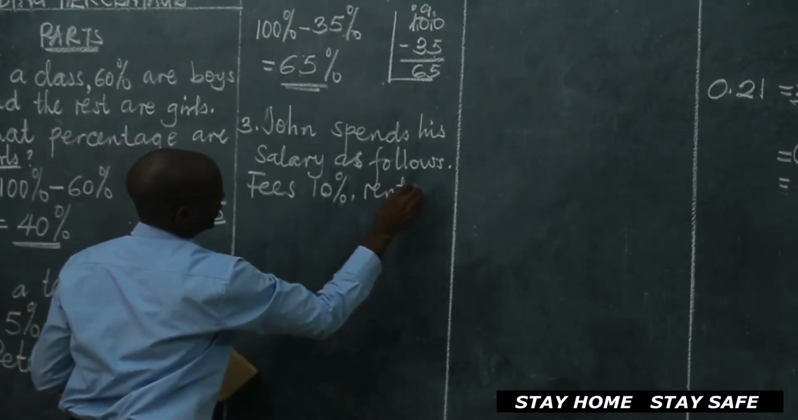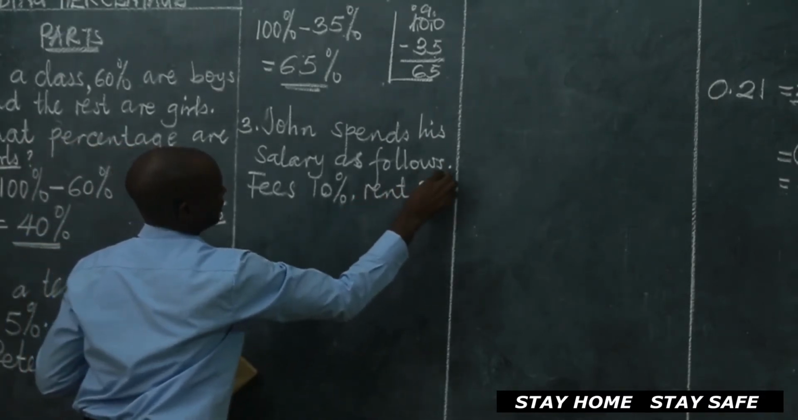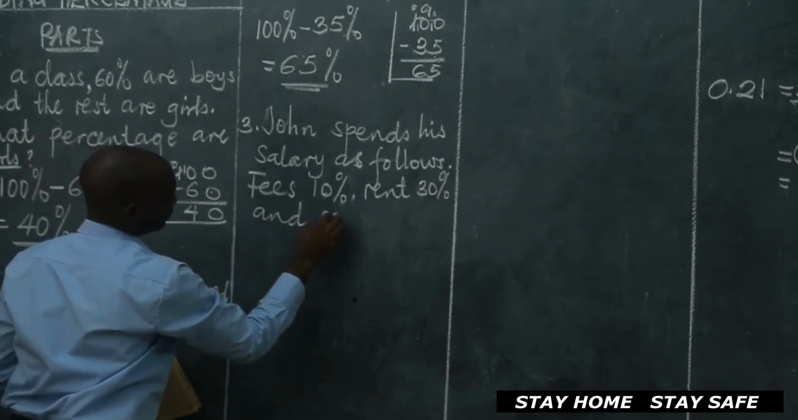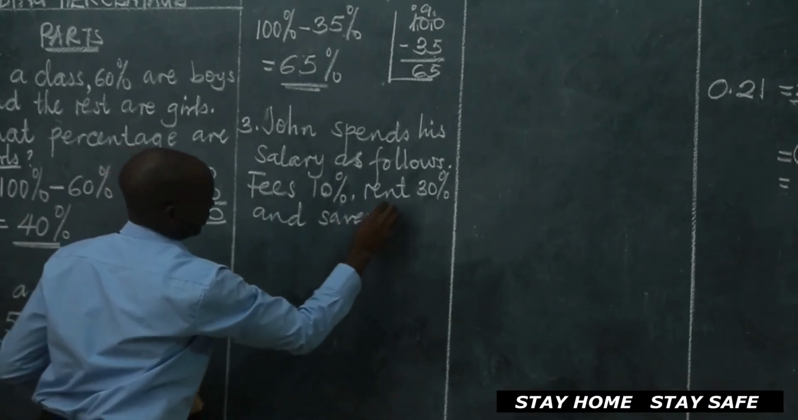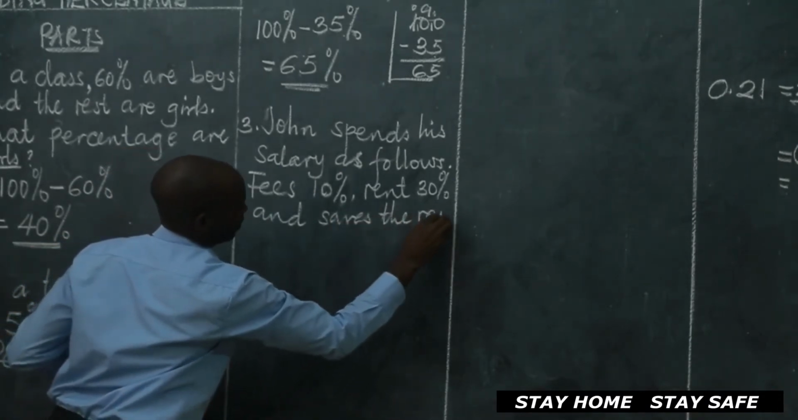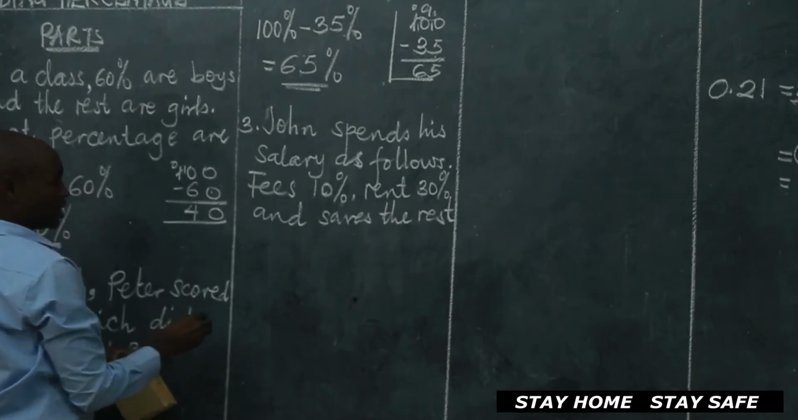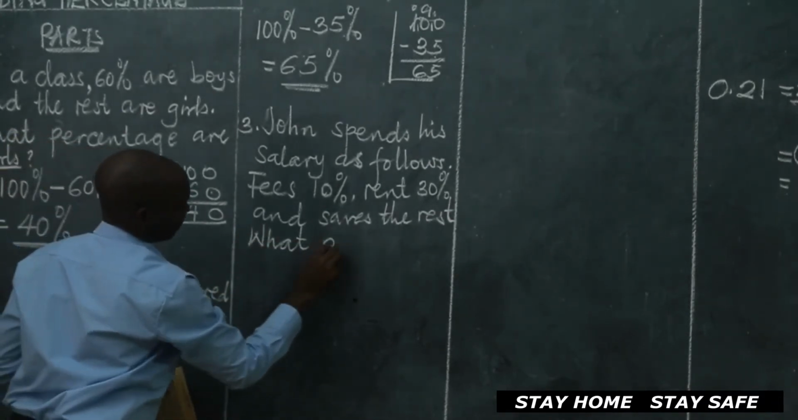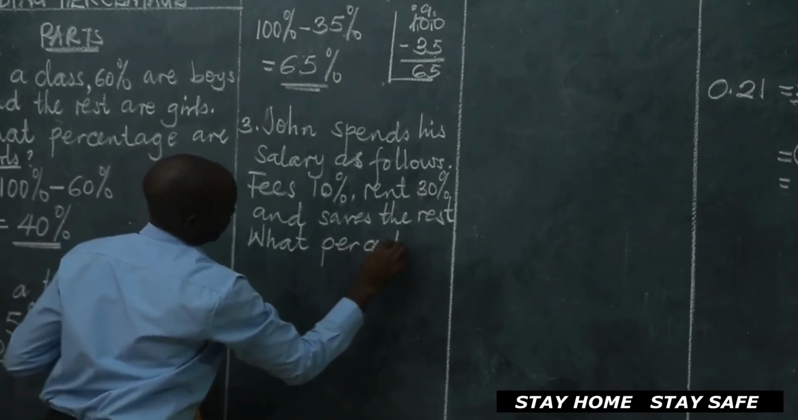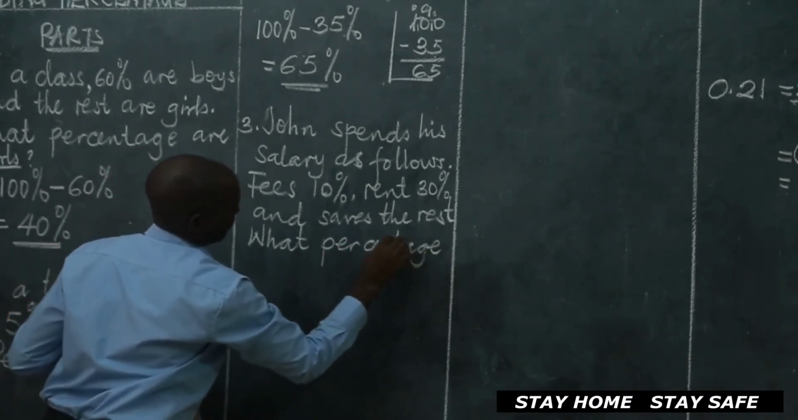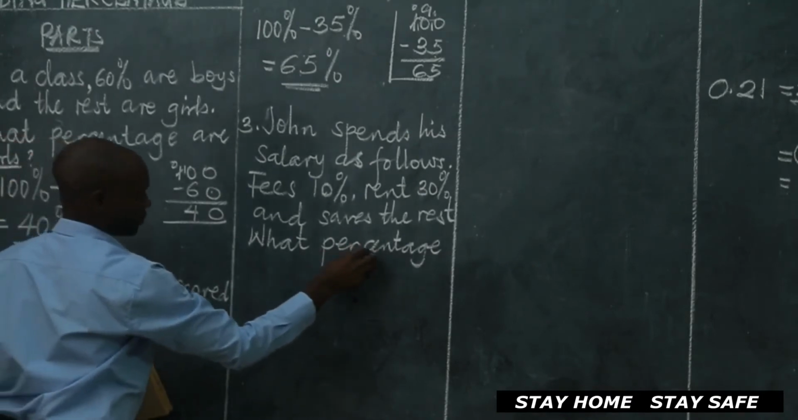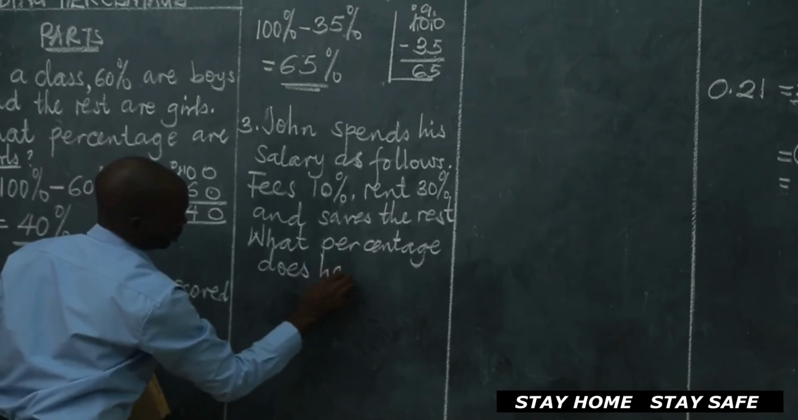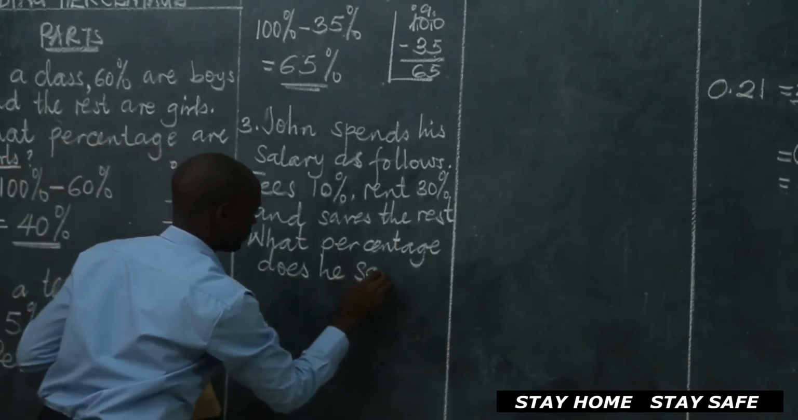Rent 30%, and saves the rest. So the question is, what percentage does he save?